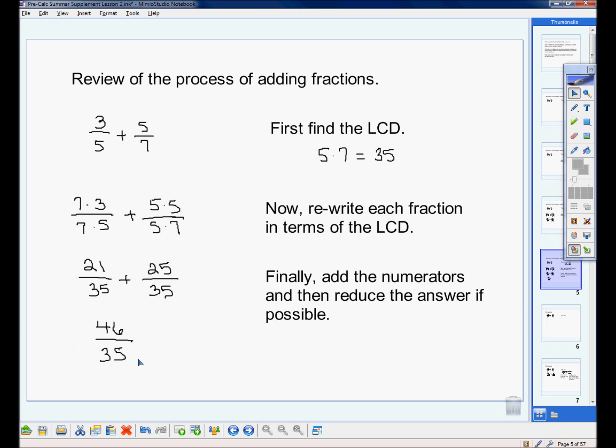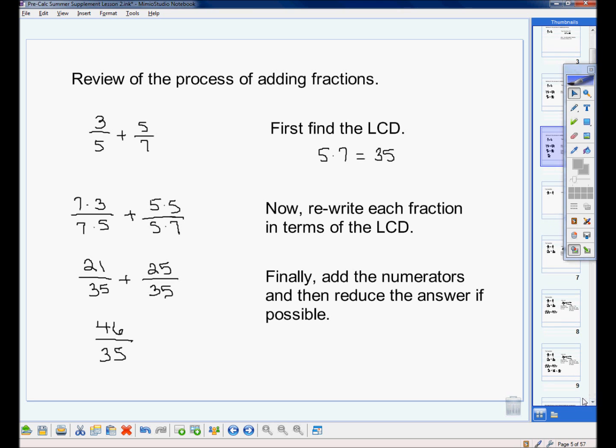Once you add the numerators, you have a fraction. You would always check to see if it can be reduced. This one in particular can't be reduced. However, you should always check. We need to keep that in mind also when we start dealing with the rational algebraic expressions, to see if those fractions can be reduced as well.